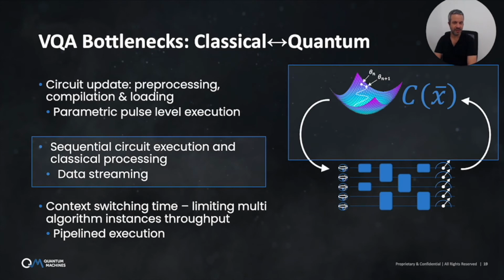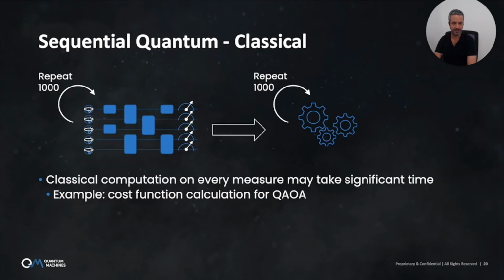The next overhead results from the classical computation performed sequentially on the measurement results. In some VQAs, classical processing is required on each circuit measurement. For example, cost function calculation in QAOA. Performing the circuit execution and classical computation sequentially implies that the total cost function evaluation time is the circuit execution time plus the cost function calculation time.